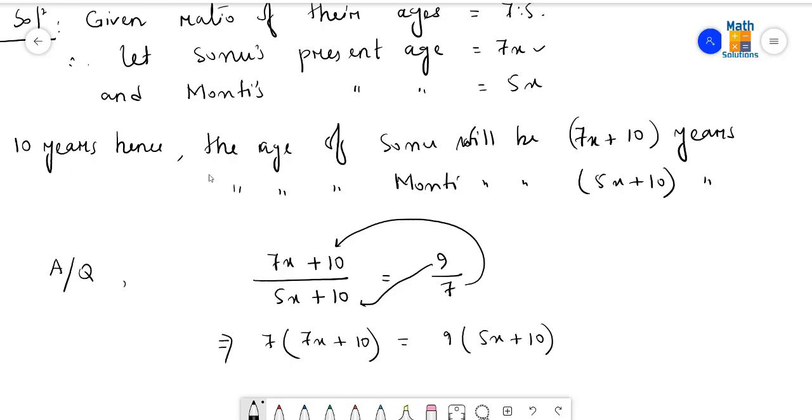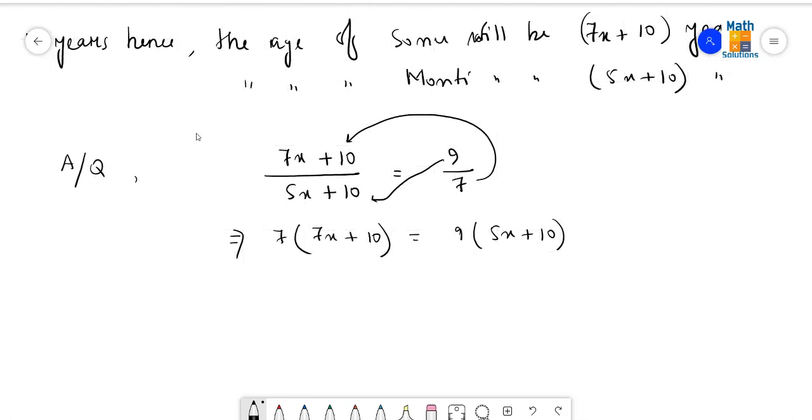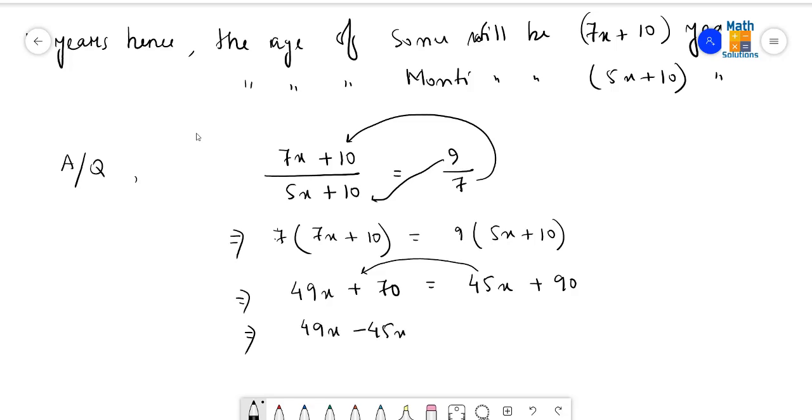So after this, we have to perform partwise multiplication. Performing partwise multiplication, what do we get? It will be 7 into 7, it is 49x. Then again 7 into 10, the result will come as 70. That is again equal to 9 into 5, it will be 45x. Then again 9 into 10, the result will come as 90. Now we have to keep one thing in our mind, that the terms containing variables should be carried to one side. So 49x minus 45x, that will be equal to 70 will go to the other side. So it will be 90 minus 70.